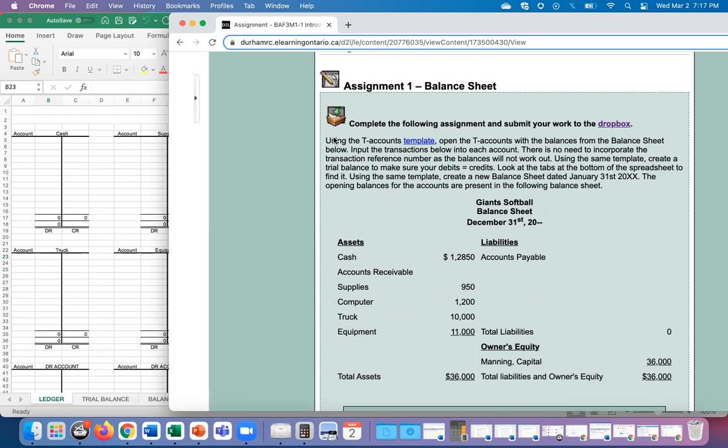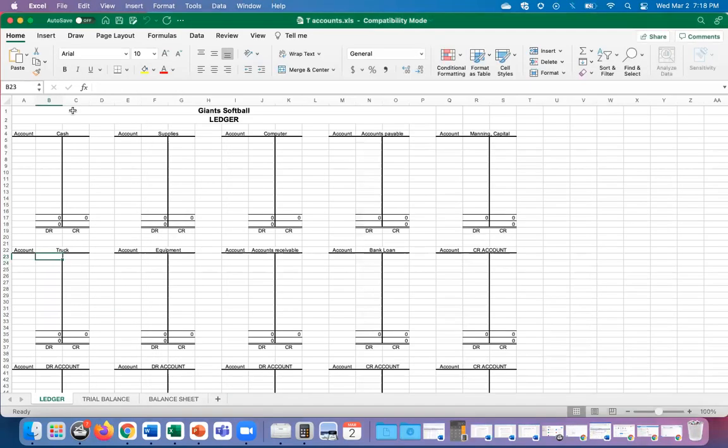The first thing: using the T accounts, open the T accounts template, open the T accounts with balances from the balance sheet below. So that's the first thing we need to do. You're going to want to click on that template hyperlink, and that's going to download an Excel spreadsheet for you. When you open that up, it's going to look like this. I've got that pre-downloaded and opened. The first page is called the ledger, and it's got a bunch of T accounts already loaded into it, so it is ready for us to input numbers into.